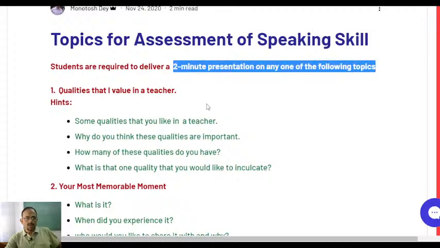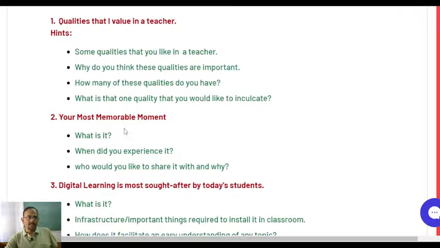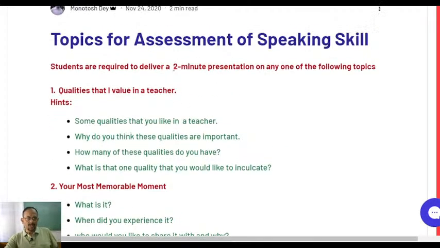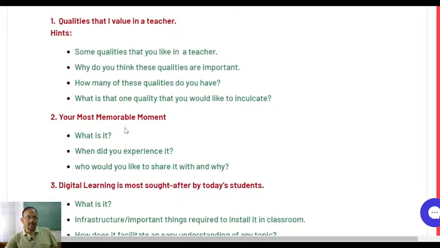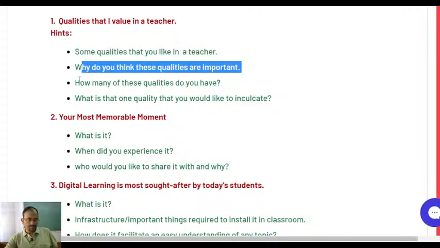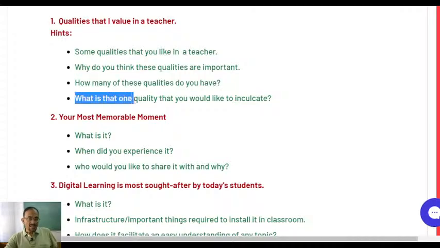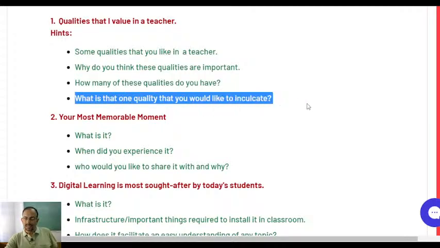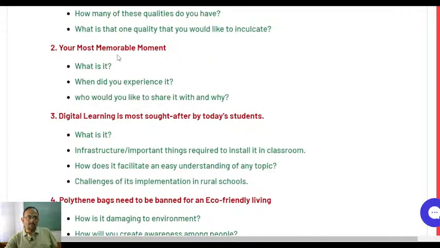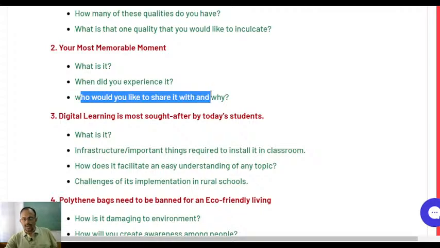Now you see, questions will be like this. It's going to be a 2-minute presentation. Qualities that I value in a teacher: some qualities that you like in a teacher. Why do you think these qualities are important? How many of these qualities do you have? What is that one quality that you would like to inculcate? Then, your most memorable moment: what is it? When did you experience it? Who would you like to share it with, and why?